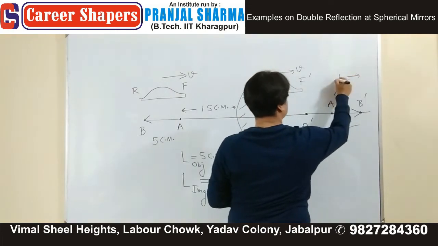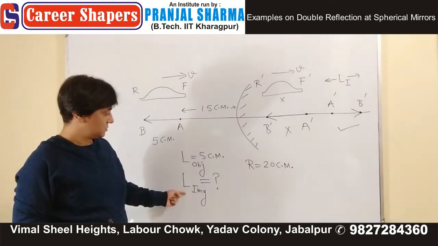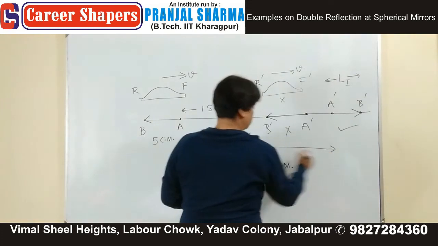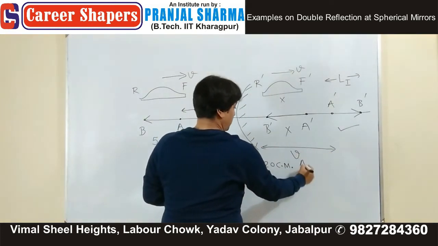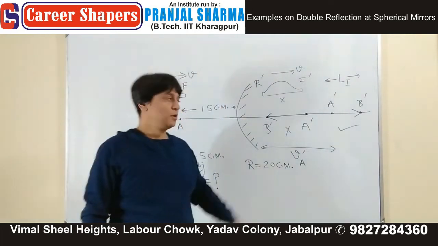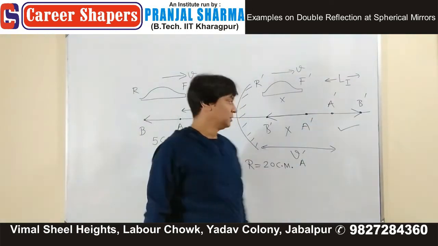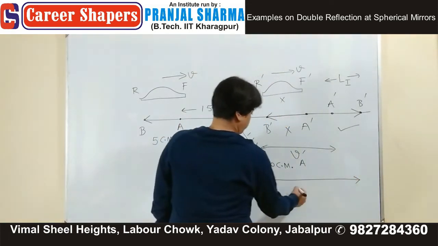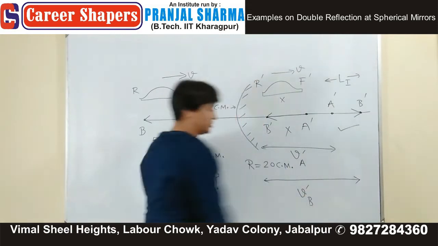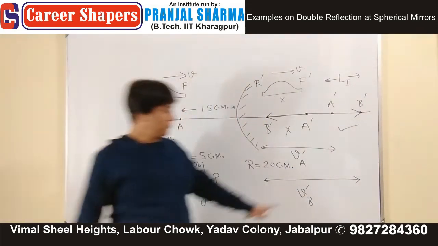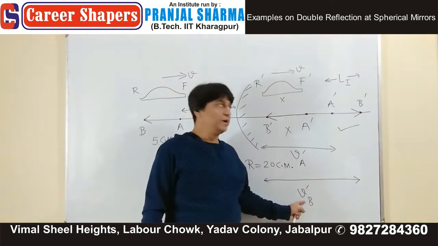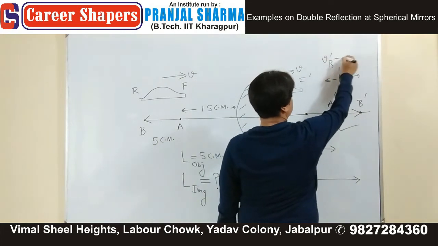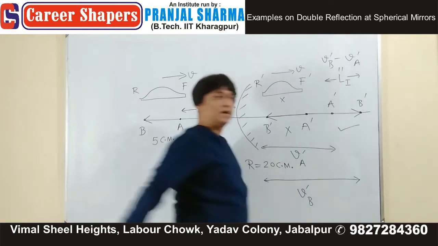And I'm asking you the length of this image, Li. What do you need to do? Find out VA dash, the position of A dash, and similarly find out the position of B dash. If you can find the position of A dash and the position of B dash, then Li is simply VB dash minus VA dash.